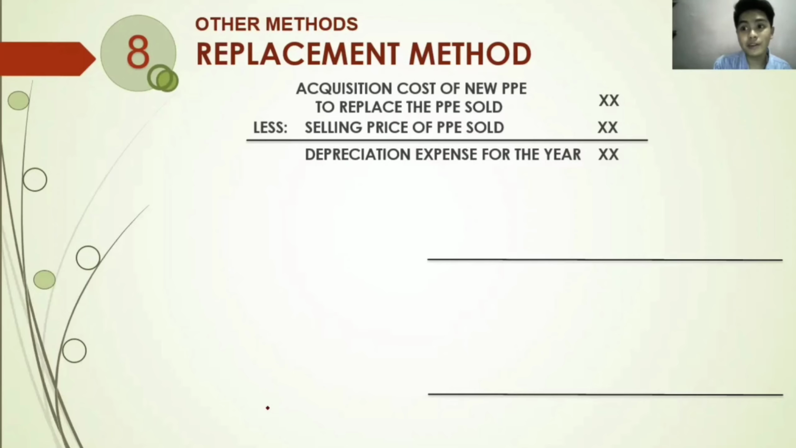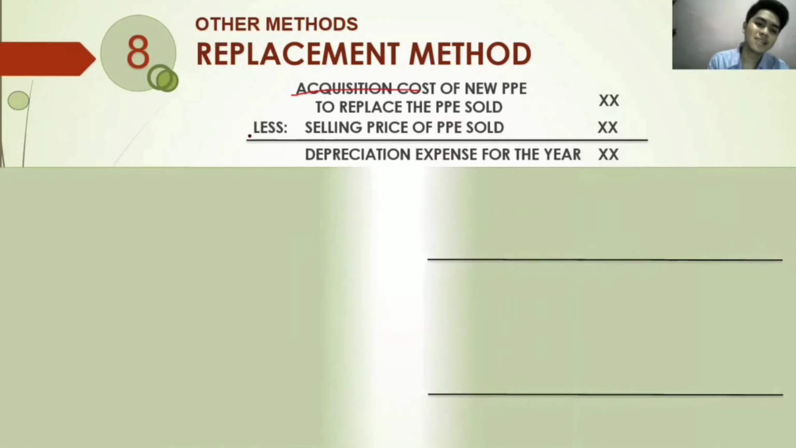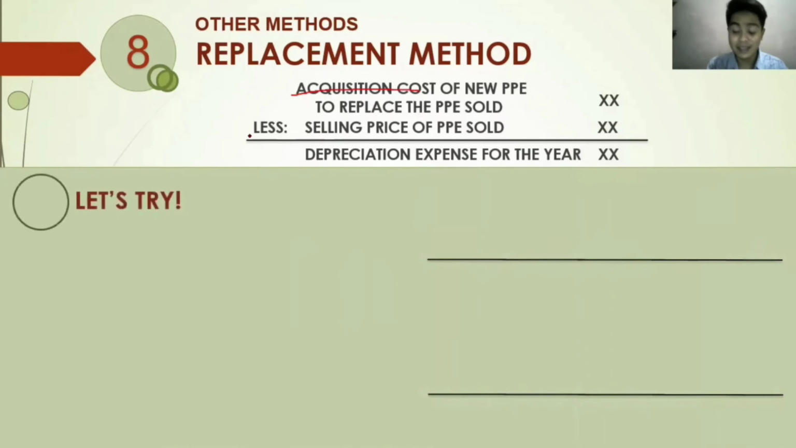Kung sa retirement method guys, nakadepende tayo dun sa cost kung magkano po natin siya binili before. Ngayon naman dito sa replacement method, nakadepende tayo dun sa cost kung magkano yung PPE na ipapalit natin dun sa i-retire nating PPE. Okay? Or the acquisition cost of new PPE to replace the PPE sold. Less lang natin yung selling price o kung magkano natin siya binenta, yun po yung depreciation expense natin. So let's try para mas maintindihan ninyo yung mga pinagsasabi ko.